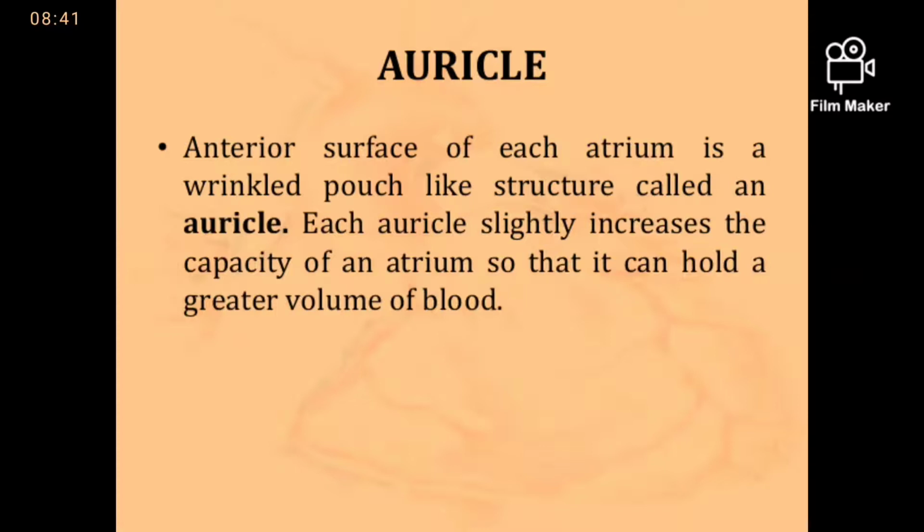Now auricle. Anterior surface of each atrium has a wrinkled pouch-like structure called an auricle. Auricle means ear, and here it appears like an ear, and it is like a pouch. When the pouch is filled up, the ear becomes straightened, and when the pouch becomes empty, the ear is folded down.